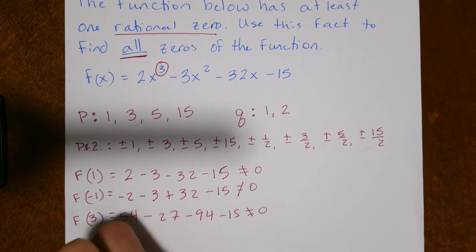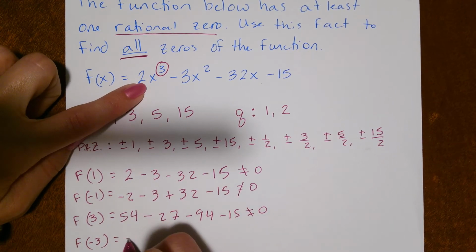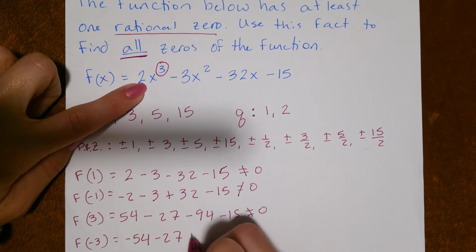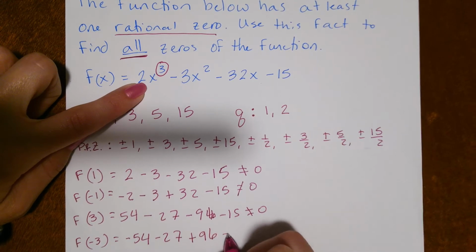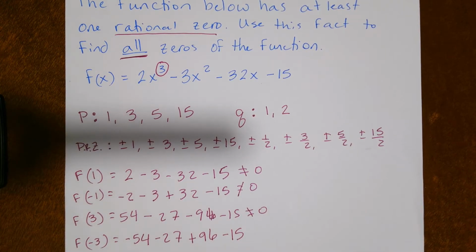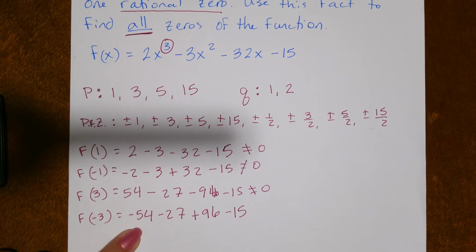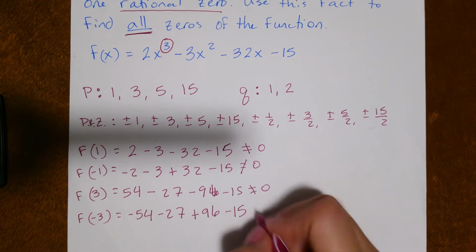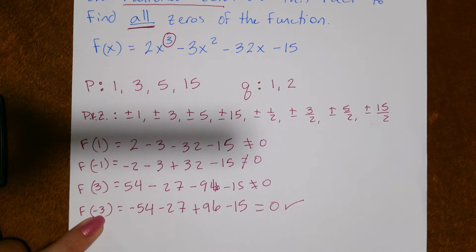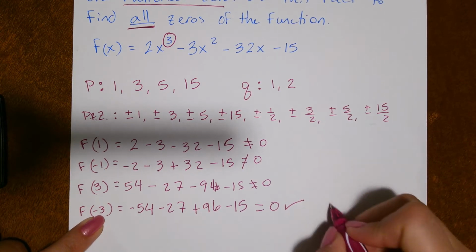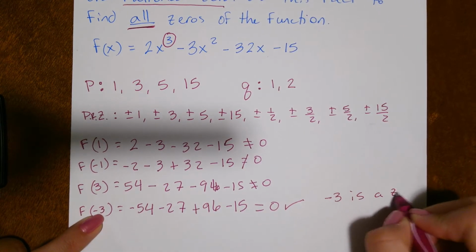Alright, so 3 isn't, let's check negative 3. So that's going to give me negative 54 minus 27 plus, oh, it was 96, my bad, plus 96 and minus 15. So let's see what that will equal. Negative 54 minus 27 plus 96 minus 15. Voila, it equals 0. So I know that negative 3 is a 0. So negative 3 is a 0.